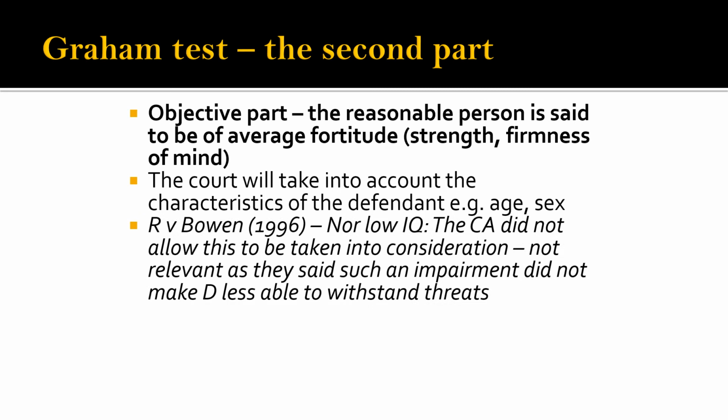So there was a case a bit later, the case of Bowen in 1996, where the defendant had low IQ, so raised duress, but failed on that second part, the objective test. Because, of course, if you're of low IQ, you're not going to be of average fortitude, strength and firmness of mind, as I say above. So the Court of Appeal did not allow Bowen's low IQ to be taken into consideration. They don't recognise any additional conditions that the defendant might have. So we are purely basing the defendant on characteristics like age and sex that are not susceptible to change. So really interesting point.